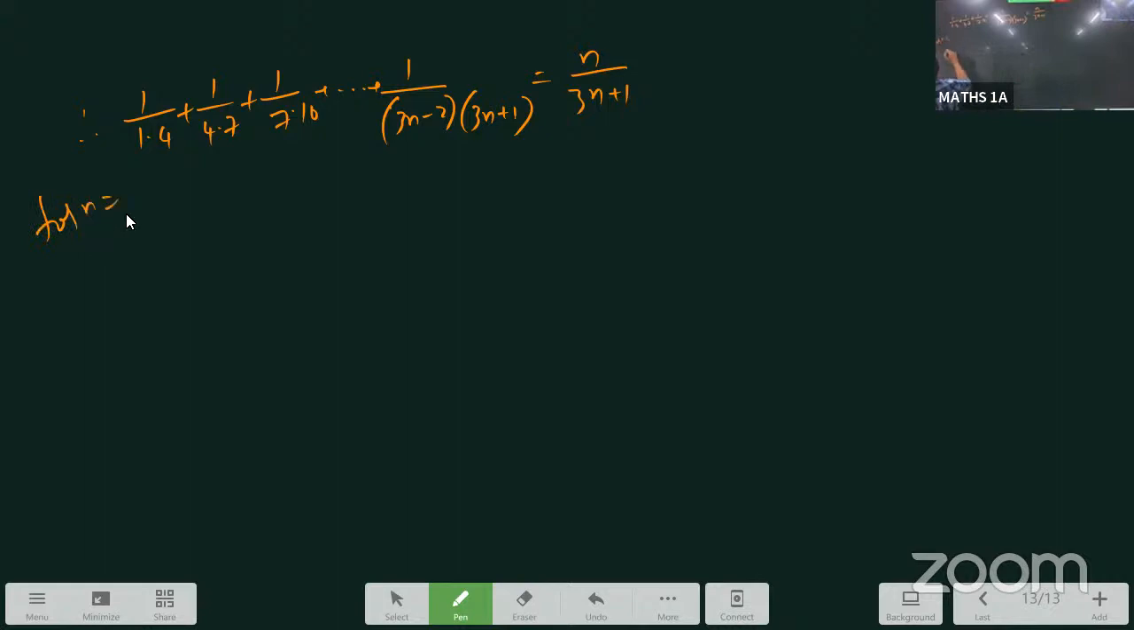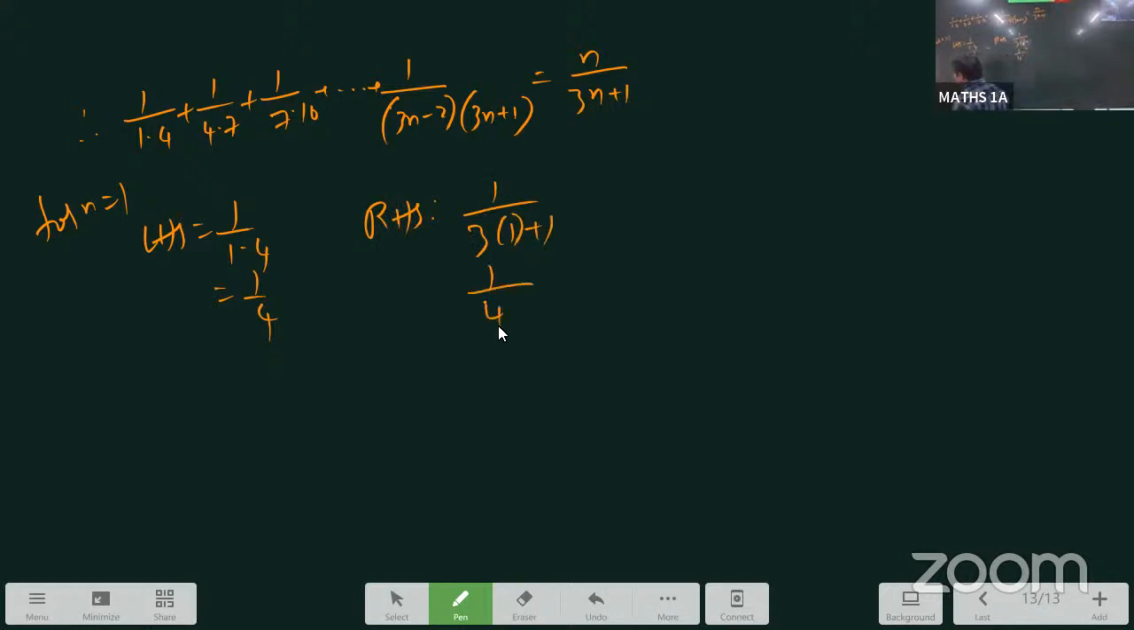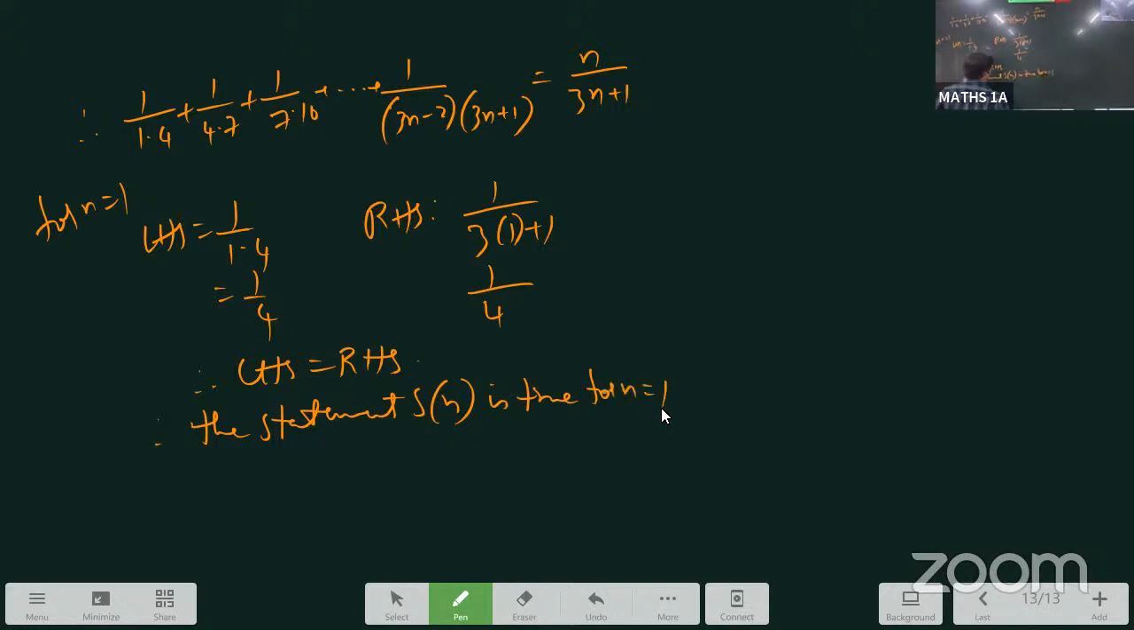First, for n equal to 1, in LHS 1 by 1 into 4, that is 1 by 4. RHS: 1 by 3 into 1 plus 1, 1 by 4 only, no? 3 into 1 is 3, 3 plus 1 is 4. Therefore, your LHS equals RHS. Therefore, the statement S of n is true for n equal to 1.